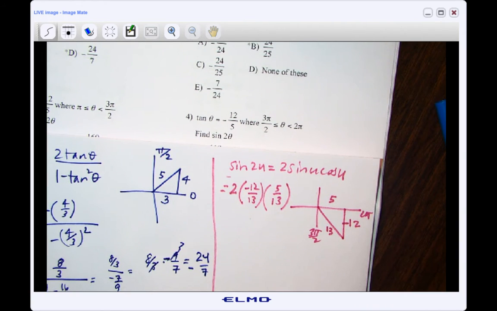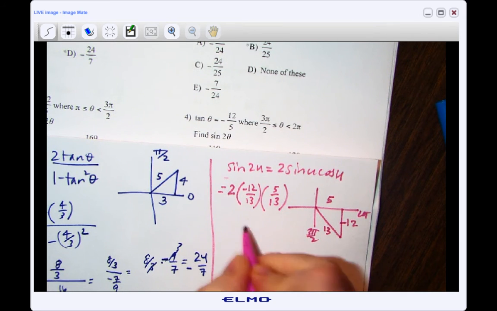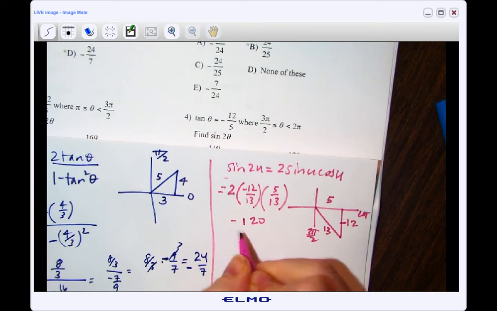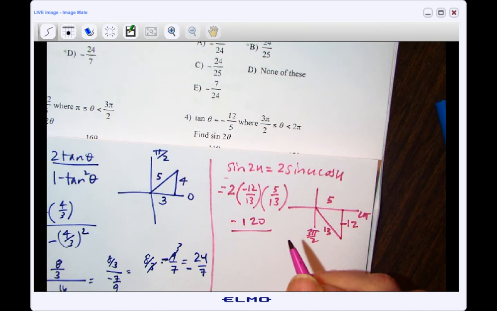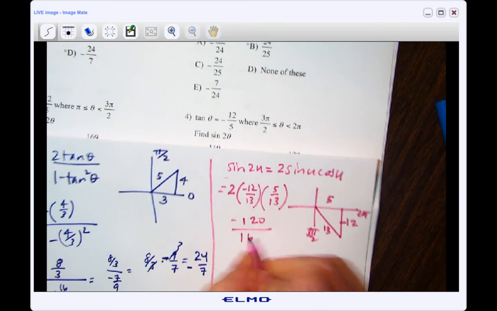And our last thing to do is just multiply all this stuff together, right? So we got, what, 24 times 5? Is that what I see there? 24 times 5. I think that's 120. And 13 times 13, right? That one is 169.